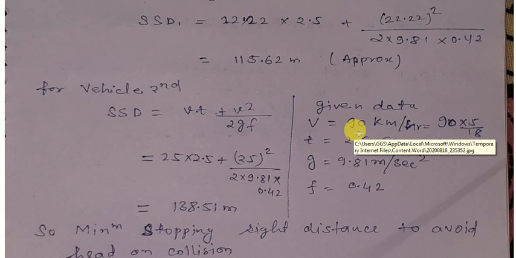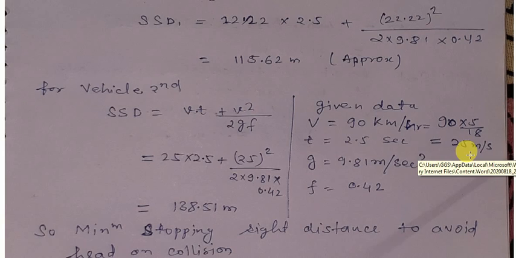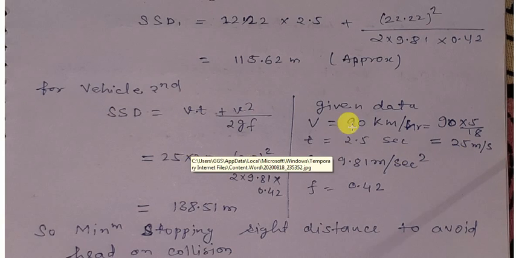Similarly, for the second vehicle, we can calculate the SSD. Here the given data are all the same, but the speed is different. It is 90 km per hour, and in meter per second it comes out to be 25 meter per second. So by putting all this data into this formula, SSD2 comes out to be 138.51 meter.